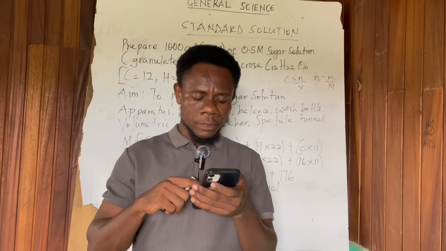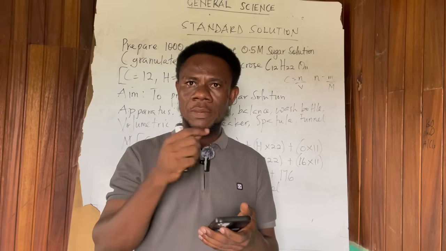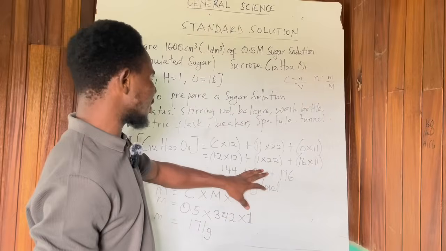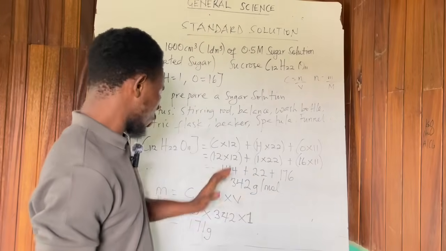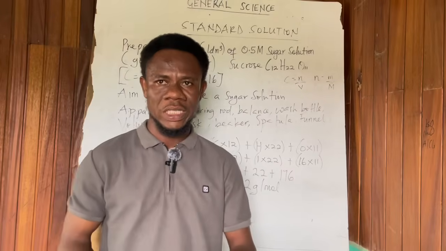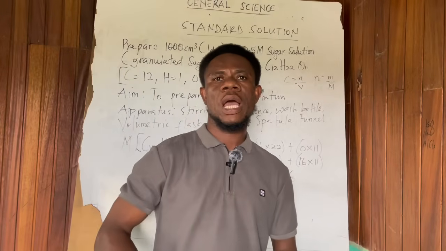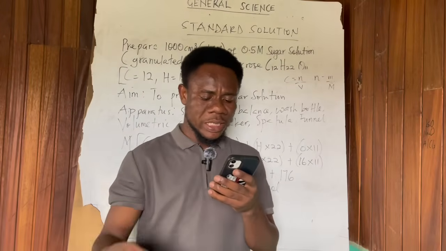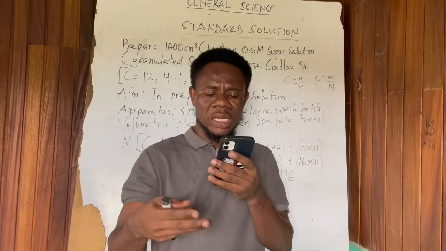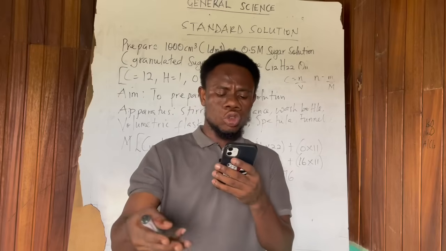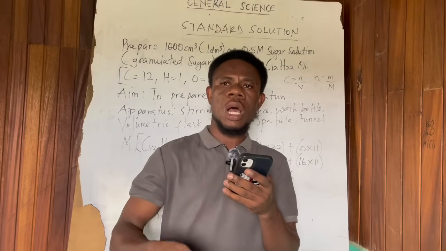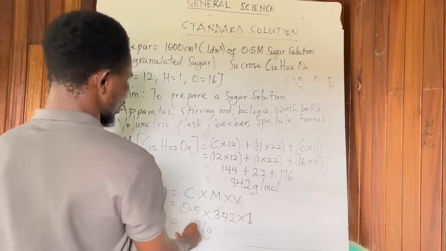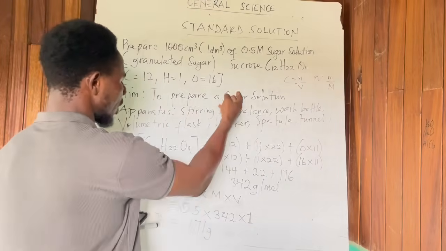First, that's the first step. This means I am done calculating my mass. I have my parameters here, so I will now write the procedure, how I am going to prepare the solution. First step: using a weighing scale, weigh out 171 grams of granulated sugar into a beaker containing some amount of distilled water. So I will now weigh 171 grams of my granulated sugar.